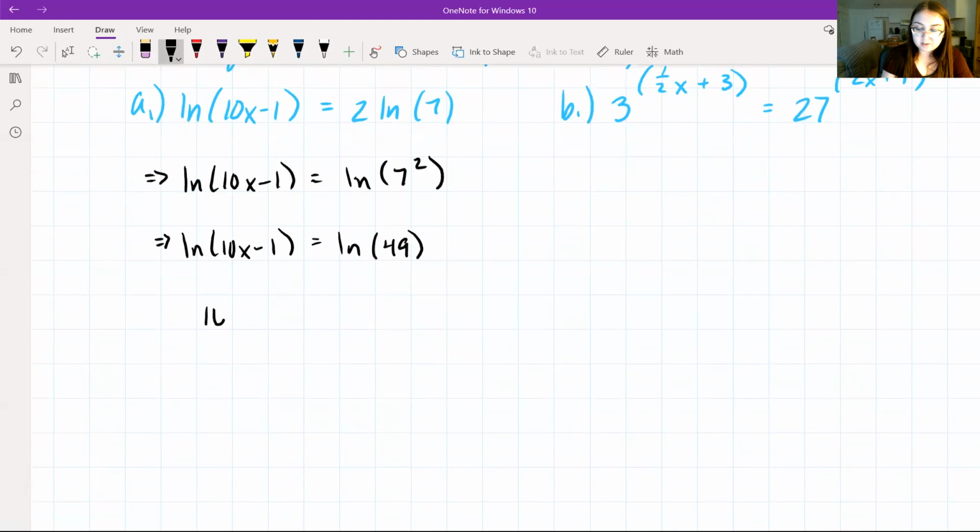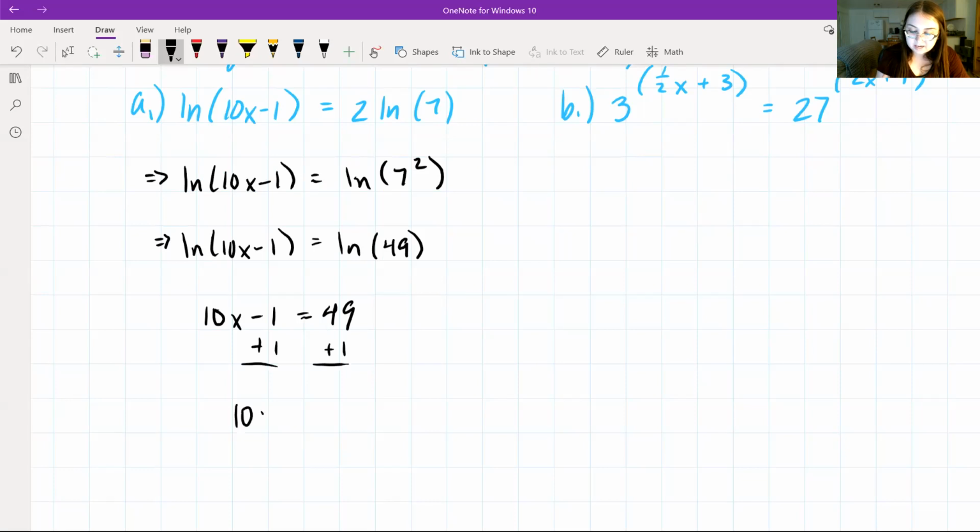So all we have to do is set 10x minus 1 equal to 49. And that's about it. Now we just have to solve for x, because now we used our property to completely get rid of our logarithms, and all we're dealing with is whatever was inside our parentheses. Now we can add 1 to both sides.